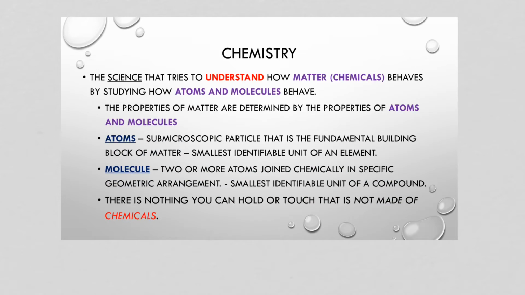So, to summarize here again, chemistry is that science that tries to understand matter by looking at the behavior of the atoms and molecules that make it up. Atoms are those fundamental building blocks of matter, that smallest unit of an element. Molecules are two or more atoms joined together in a specific arrangement, the smallest unit of what we refer to as a compound. And finally, there is nothing that you can hold or touch that is not made up of chemicals, right?